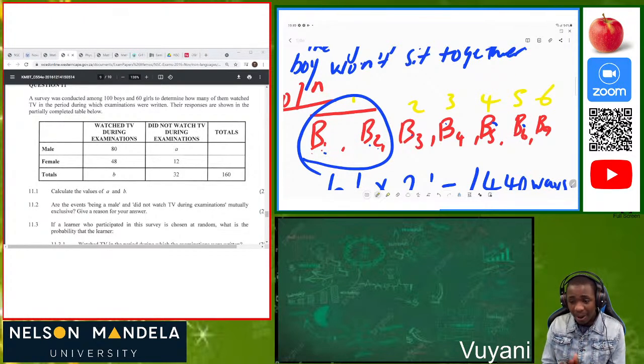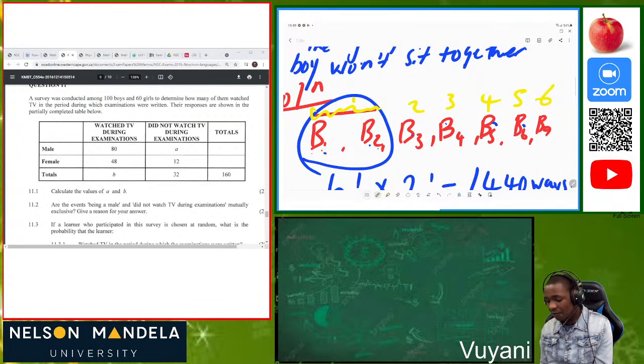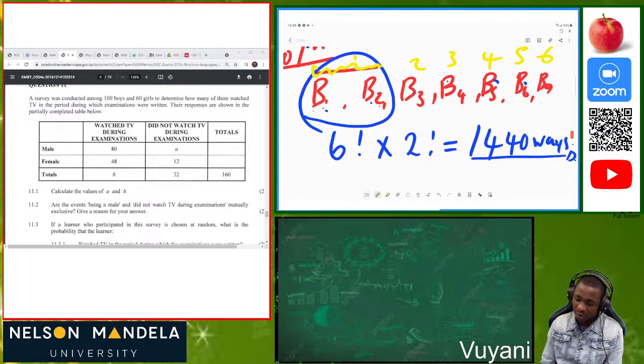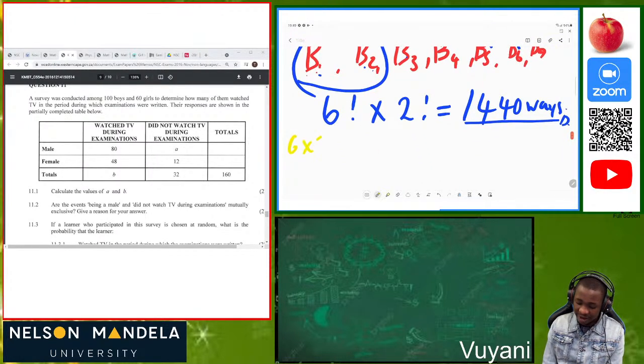Because the younger boy and the older boy are sitting next to each other, we are treating them as 1. That's why I even put a line on top, so that we can see that I am treating them as 1. So 1, 2, 3, 4, 5, and 6. Now we're going to have 6 factorial times 2 factorial. Bear in mind that 6 factorial means 6 times 5 times 4 times 3 times 2 times 1, and 2 factorial is 2 times 1.